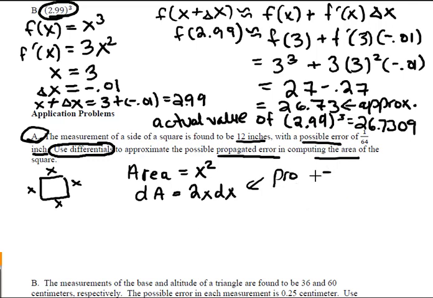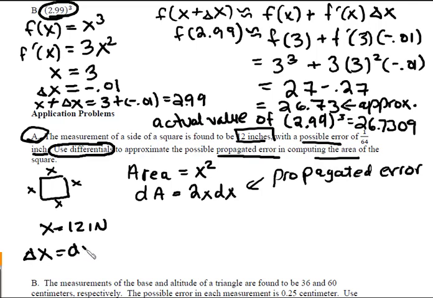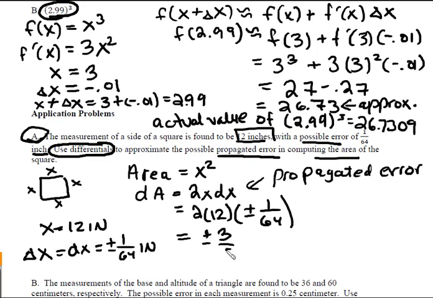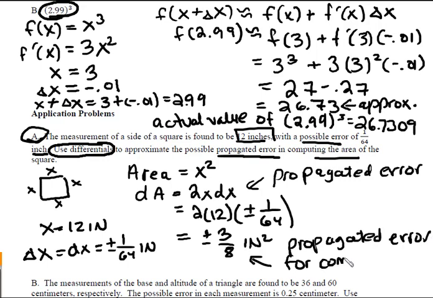Okay, so I'm not sure I spelled propagated right, but that is the propagated error they're trying to have us find here. Okay, so we know that x is actually 12 inches, and we know that the error, delta x, or in this case just dx, is plus or minus 1/64 of an inch. So let's substitute this in to find the propagated error in computing the area of the square. So it's 2 times 12 times plus or minus 1/64. And so this ends up being plus or minus 3/8 inches squared. And so that is the propagated error for the computed area of the square.